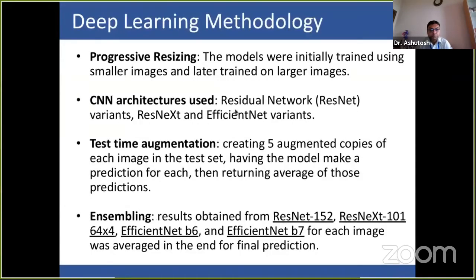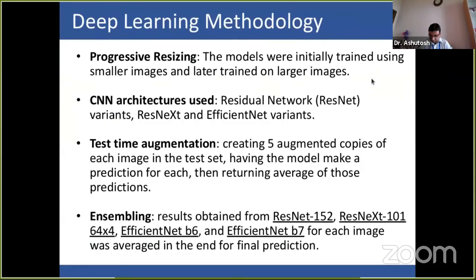Now comes the deep learning methodology. The first step was the progressive resizing part. And this technique actually helped us a lot in increasing the accuracy of our models. In this technique, the models were initially trained using smaller images and later trained on larger images. Training the models on smaller images first makes the training process faster, and then later training on larger images improves their accuracy gradually.